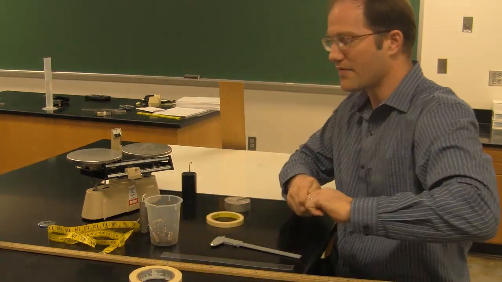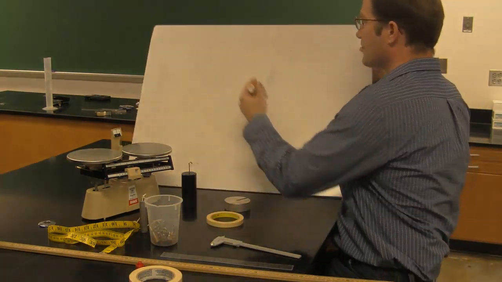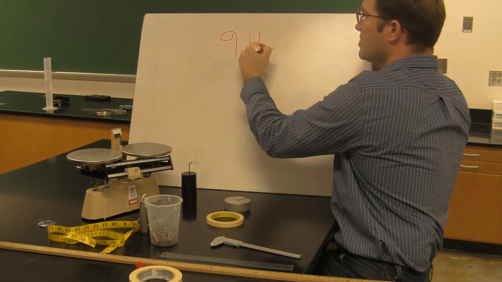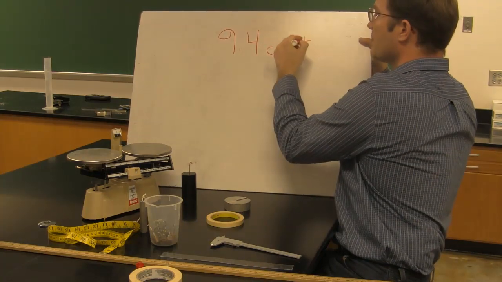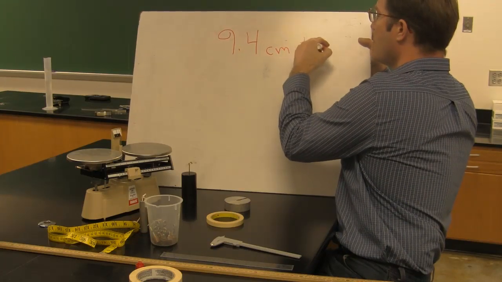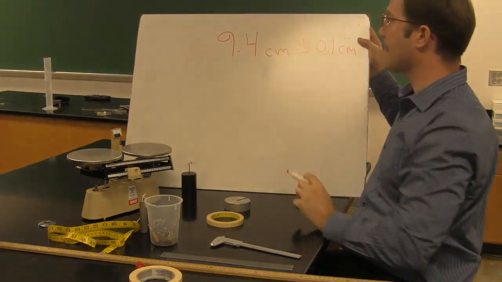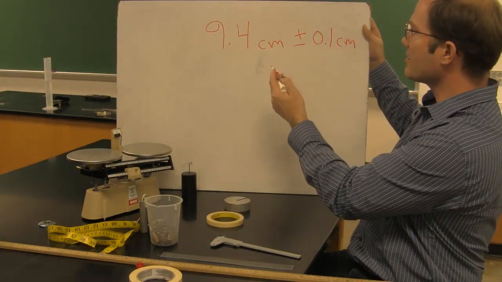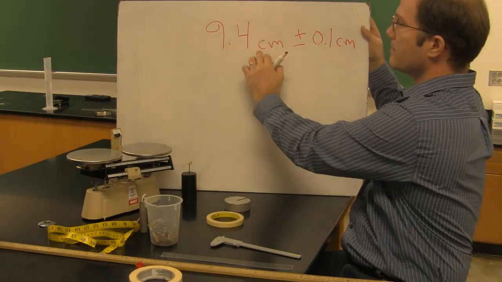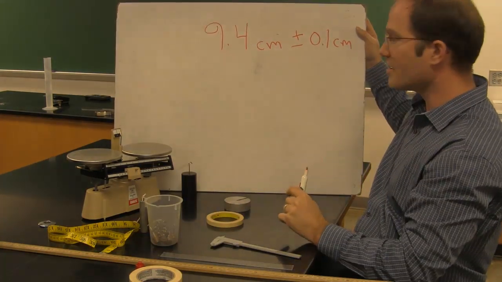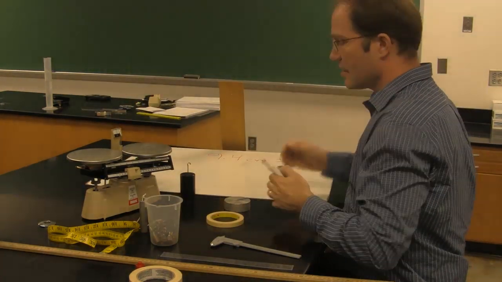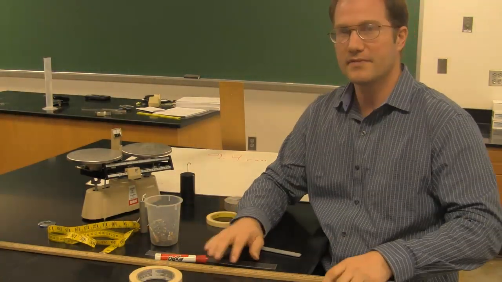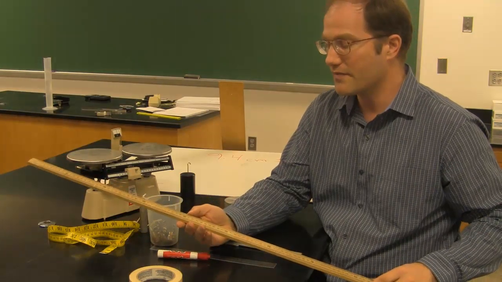And so if I wanted to write that data point, it would look like this: 9.4 centimeters plus or minus 0.1 centimeters. And this would be my data point. This is how I would write it. Here's my uncertainty, and here is the actual measurement itself. And so as you can see, the uncertainty was determined by the least count.